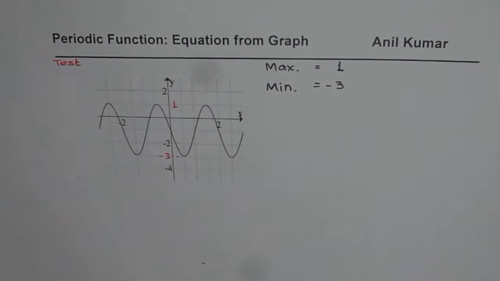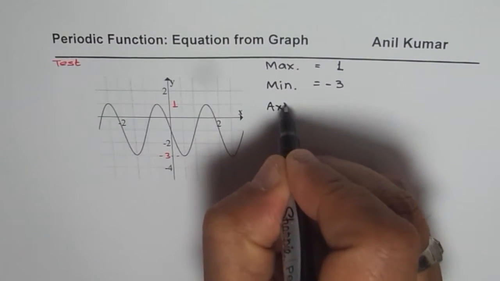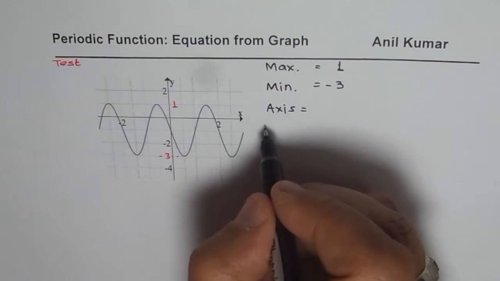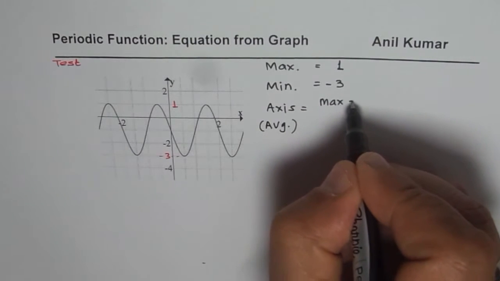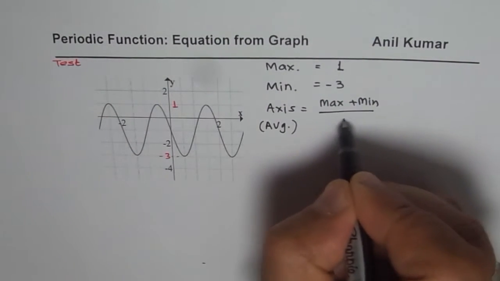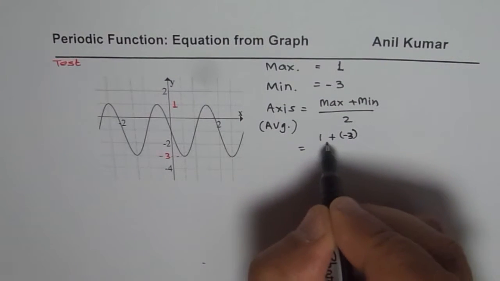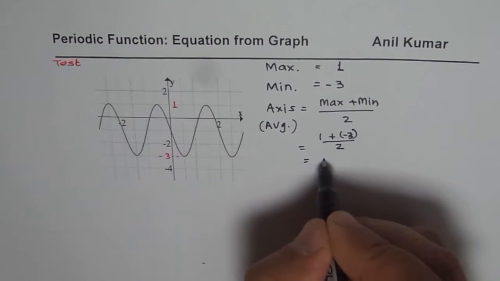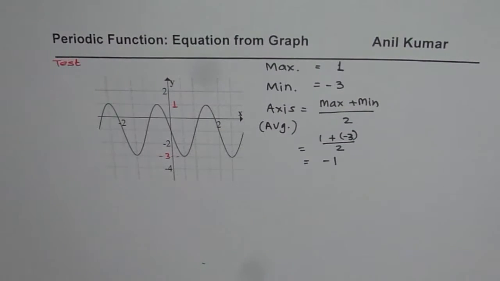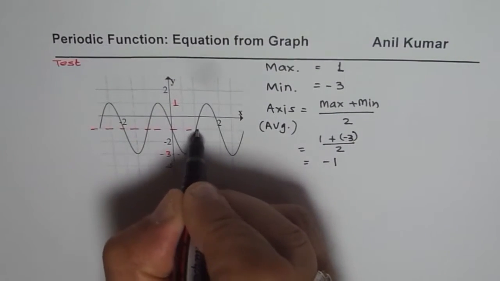Once we know maximum and minimum value, we can find two things. And those two things are, can you tell me? The axis, which is the average, right? So you could say average value, that means maximum plus minimum divided by 2. Is that okay? And in this case, it will be 1 plus -3 divided by 2. And that is indeed -1. So it is -2 divided by 2. It is -1. So we'll draw -1 as the axis. y equals -1 is the equation of this axis.